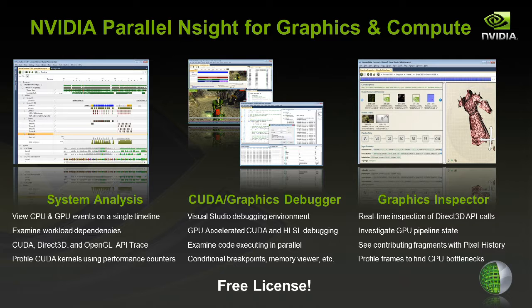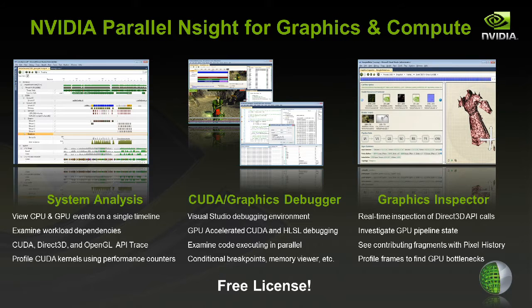And also in the system analysis, you can do profiling of your CUDA kernels using some of our performance counters that are available in our hardware. So you can get things like how busy the GPU was, different statistics on how many instructions were used, how your branching was doing, if it was divergent or not divergent, and things like that. It just really enables you to get those vital statistics to fine-tune your kernels.